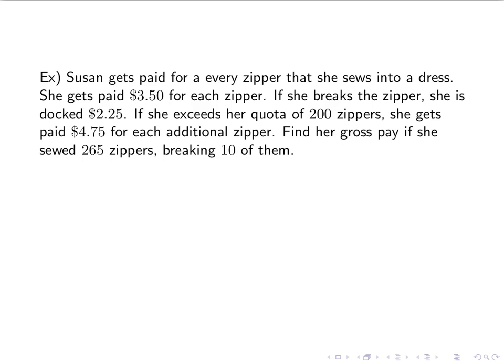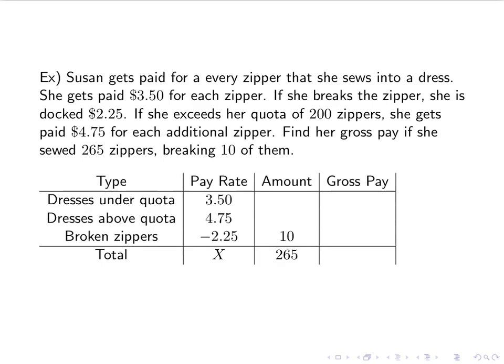Again, we're going to fill in a table very similar to the one we just used. We have 3 different types here: dresses under the quota of 200, dresses above the quota, and broken zippers. And the pay rates for each of them: $3.50 for dresses under the quota, $4.75 if she makes more than the quota, negative $2.25 if she broke them. We know that she did 265 zippers, so that's the total. She broke 10 of them, so we need to fill in the other ones.